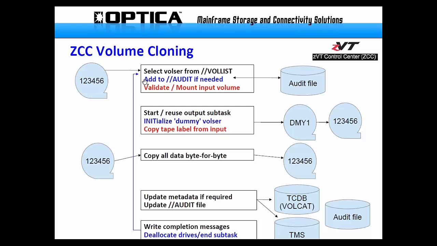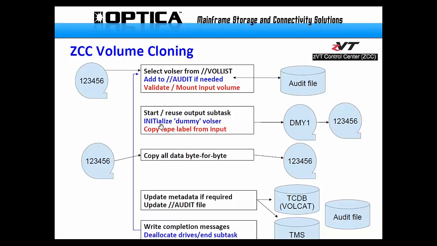So what we do is take our input volume list that we generated from our reports, and for every volume in that list, the very first thing we do is add it to the audit file. The audit file, again, is a critical resource because it tells us, have I done these volumes yet? So we start reading the audit file back and say, okay, it's time to mount an input volume. We'll validate that it still exists in the source device. We'll mount it, and then we'll attach a subtask in which the out DD, the output data set, points to a dummy volume.